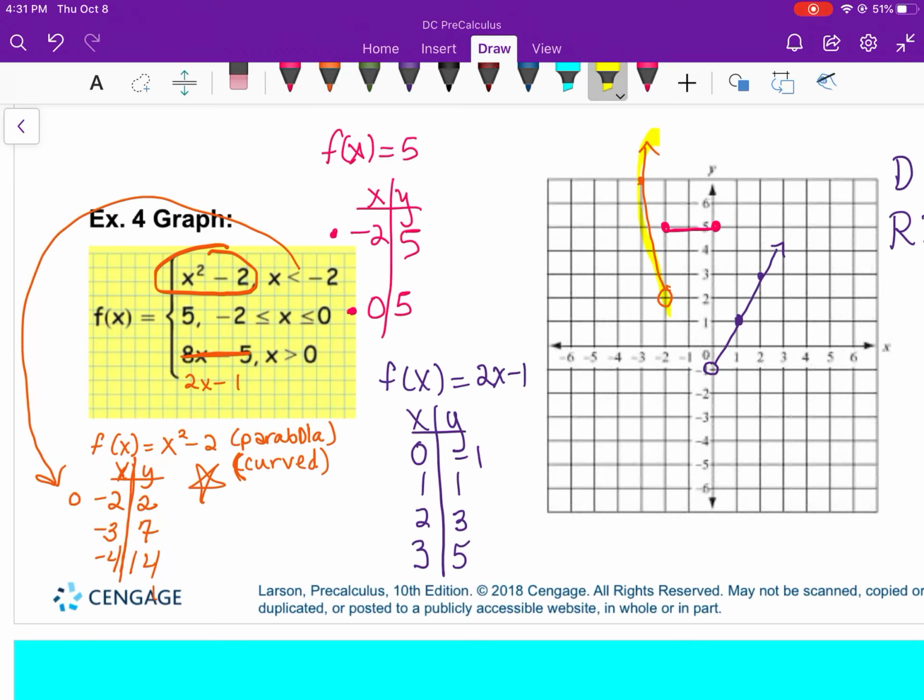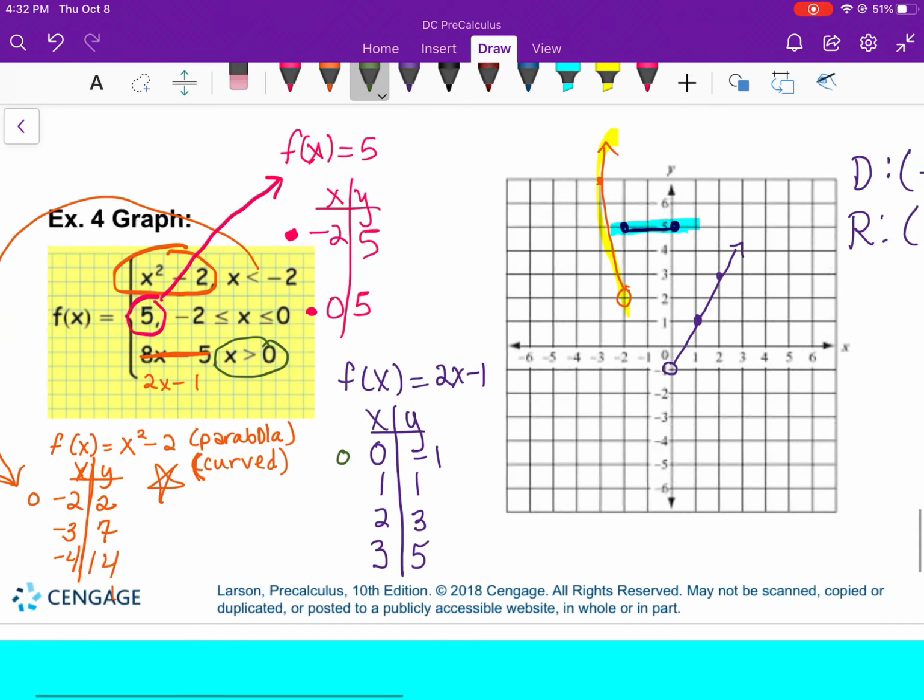So there's the parabola. The middle piece here is in pink. That's this line y equals 5, but it's only between negative 2 and 0, and they both are equal to, so we have endpoints that are closed. That's this piece I'm highlighting here in blue. And then we had 2x minus 1, so we pick x values greater than 0, but that's going to have an open circle. And that's the purple piece that we have going off to the right.